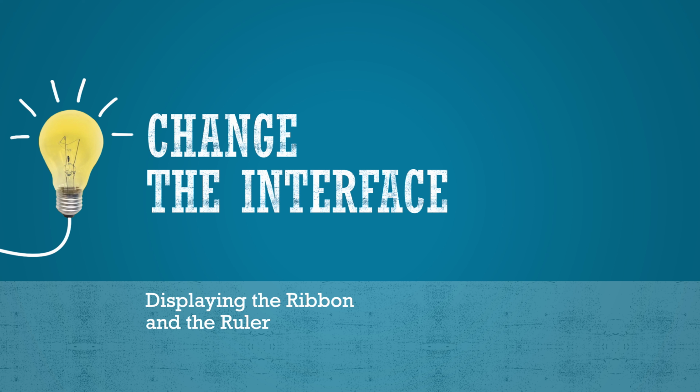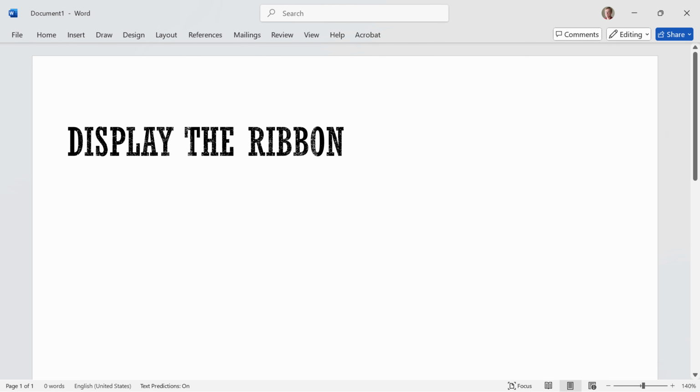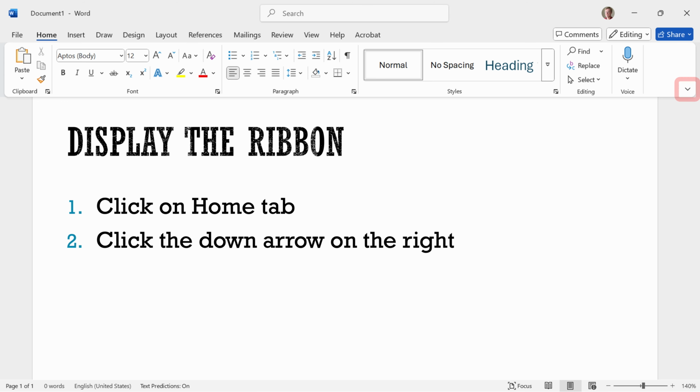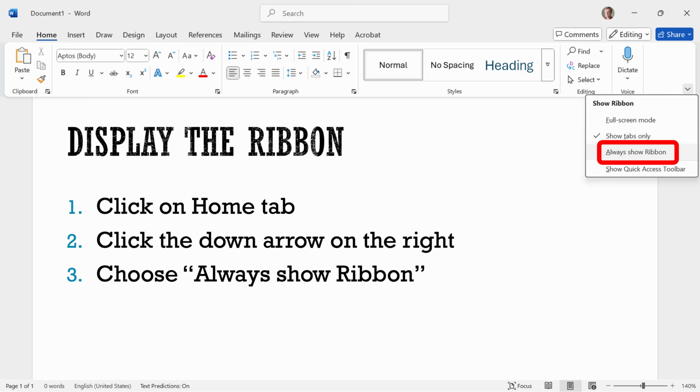Before we start, let's change the interface to include some useful features. Sometimes the ribbon gets hidden to save a little screen real estate. But for our use, keeping it displayed will make it easier to access the different functions. So let's set that up. If your interface only shows the tab names at the top of the screen, click on the Home tab to temporarily show the ribbon. Then, all the way to the right, click on the down arrow to open a drop-down menu. From that menu, select Always Show Ribbon.